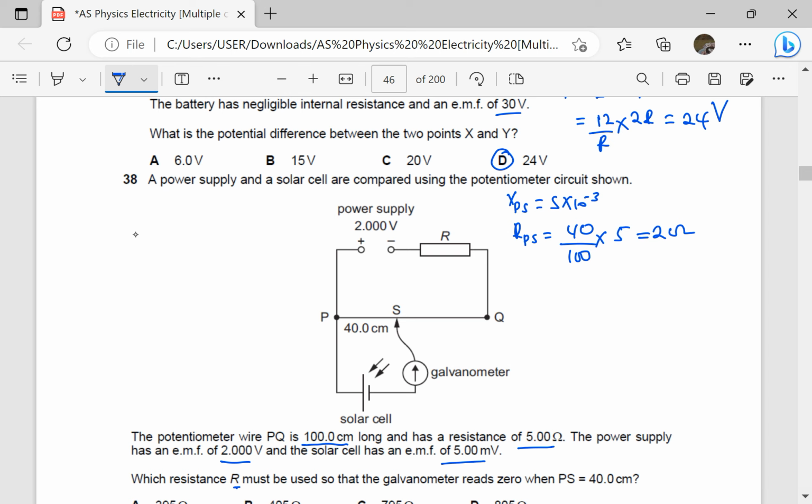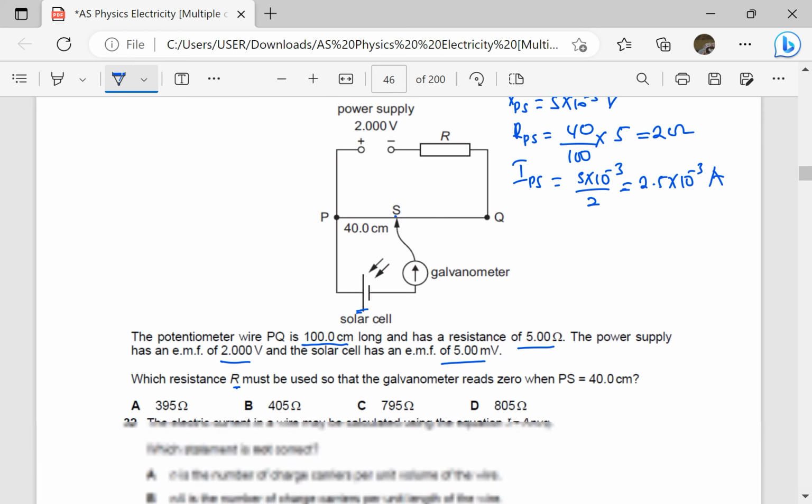So the PD across PS is 5 millivolts because when there is balance, the PD across PS is the same as the EMF of the solar cell. So to find the current through PS, this is going to be V over R, which is 5 times 10 power negative 3 divided by 2, which gives me 2.5 times 10 power negative 3 amperes. So that is the current through PS. Okay, so which resistance R must be used so that the galvanometer reads 0 when PS is equal to 40 centimeters?